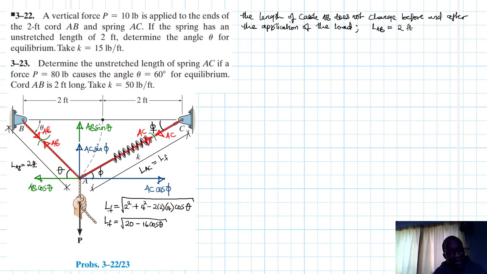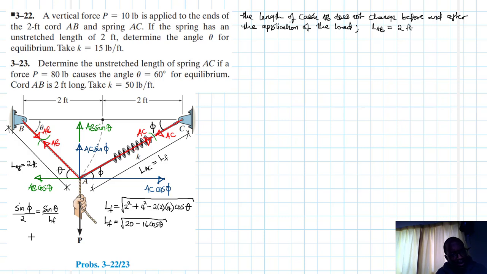What about this phi? Let's write this again using another rule. This side, let's say we use sine. So we say sine phi divided by BA or AB, which is a 2, is equal to sine theta divided by L final.